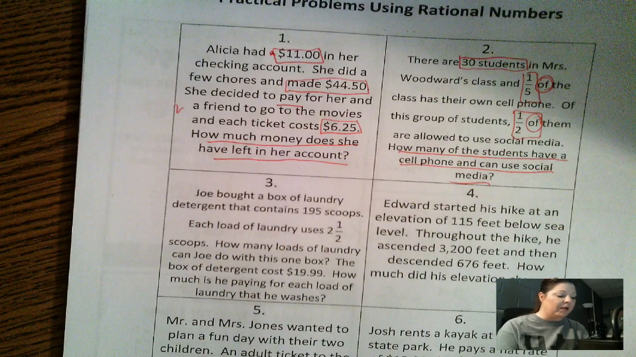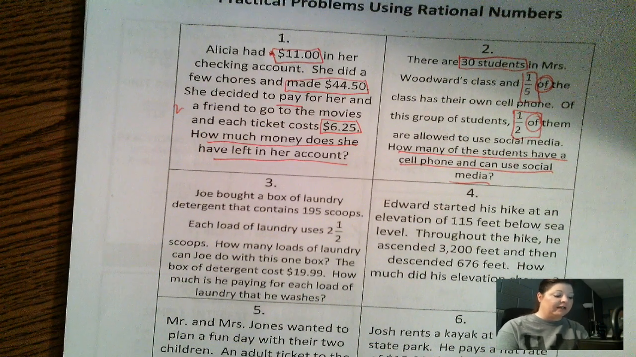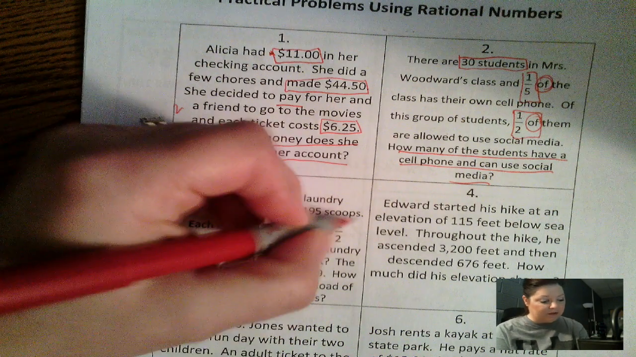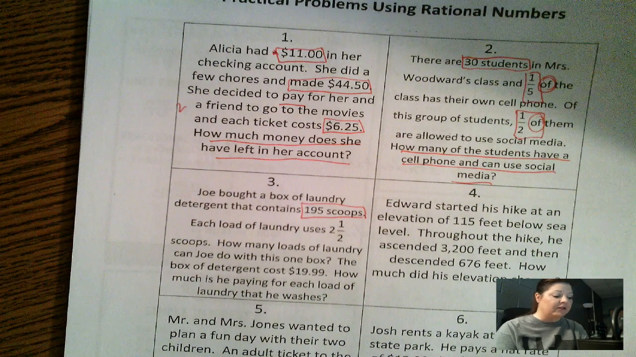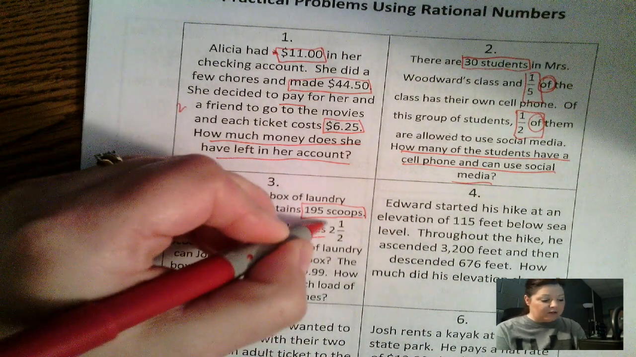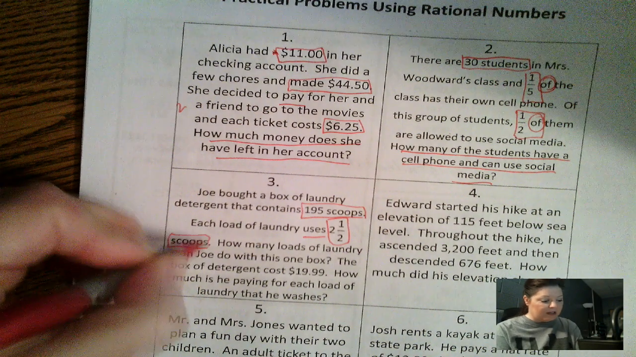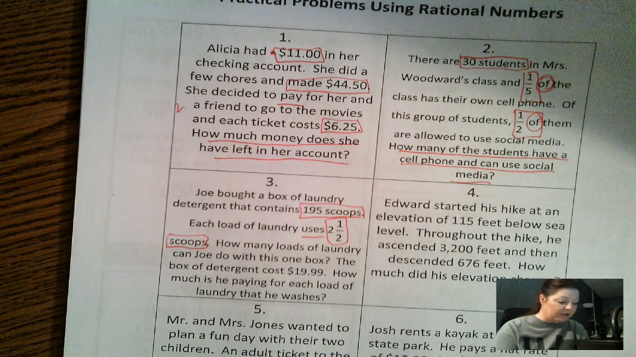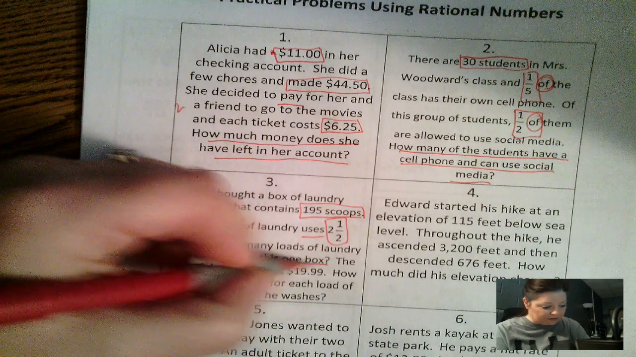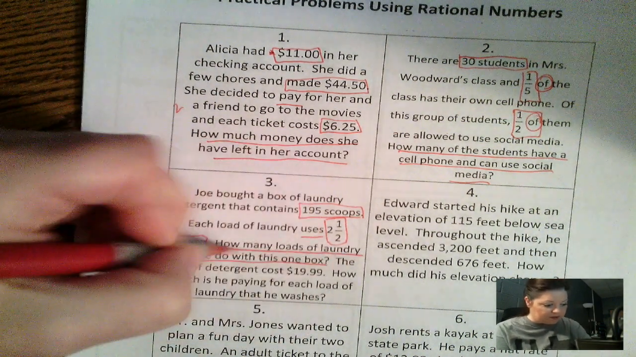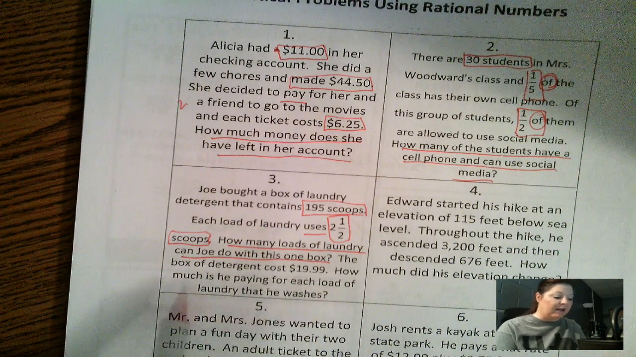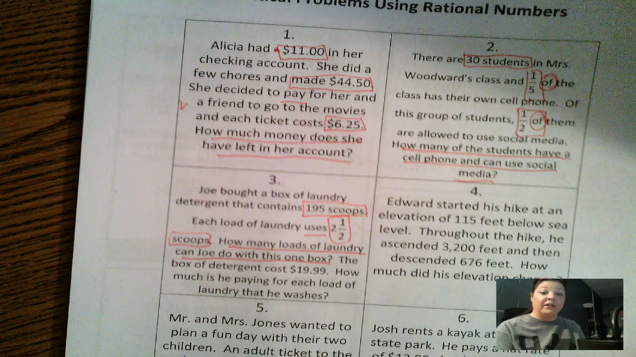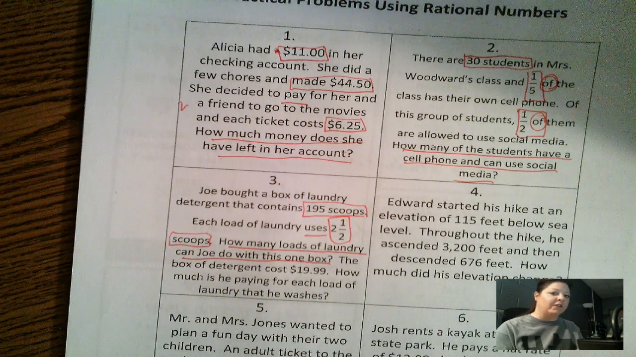Number 3 says Joe bought a box of laundry detergent that contains 195 scoops. Okay, so the total amount is 195 scoops. Each load of laundry uses 2.5 scoops. How many loads of laundry can Joe do with 1 box? And then it says the box of detergent costs $19.99. How much is he paying for each load of laundry that he washes? So it's a whole other question. So we're just going to answer the first question first, and then we'll go back and answer the second part.